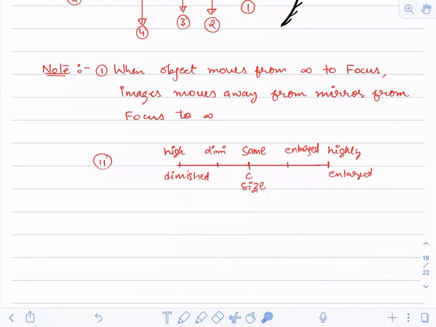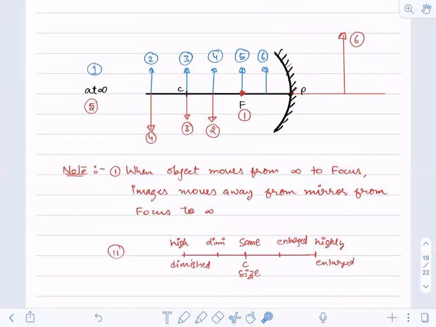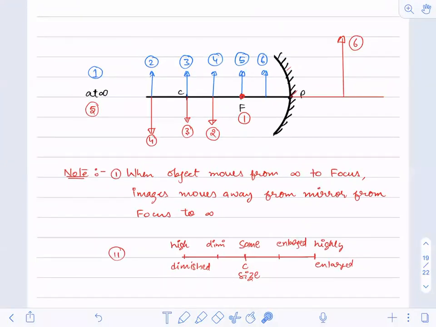I hope this lessens your burden of remembering things, these two notes and one figure. With this figure, you will be able to understand the positions where you will plot. You don't have to recall everything. So this was all about image formation using the concave mirror. Now we are going to see image formation using the convex mirror.